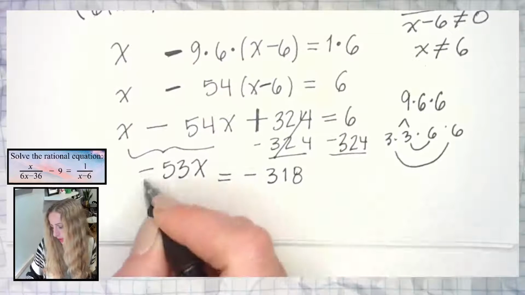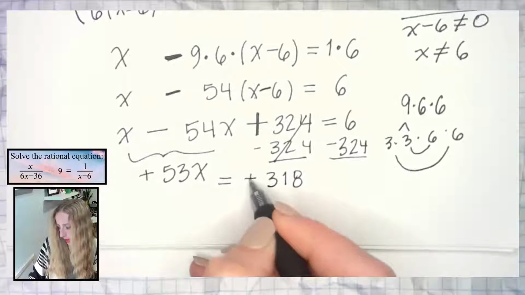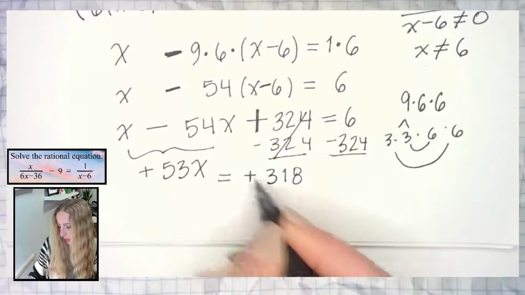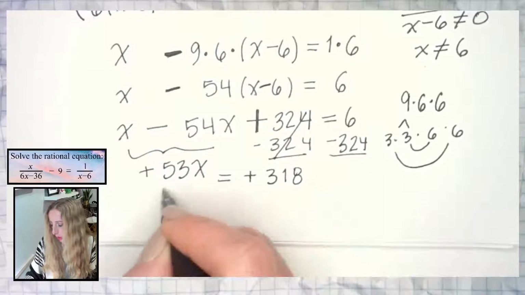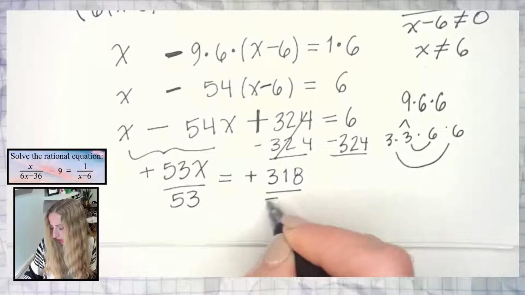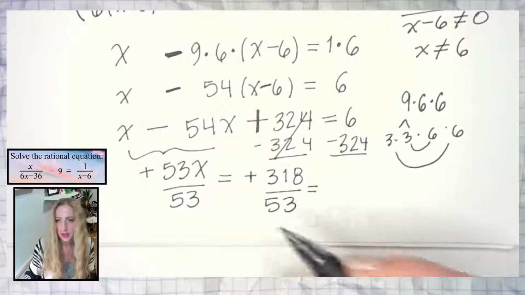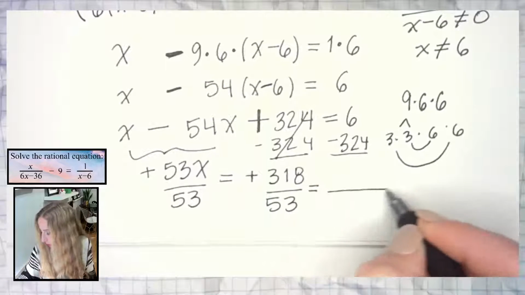Now, a negative on both sides, at this point, I can just cross it out because a negative divided by a negative will be positive. I'm going to divide both sides by 53. However, again, don't reach for your calculator, at least not right away. Try to do this best you can. So what do we know?